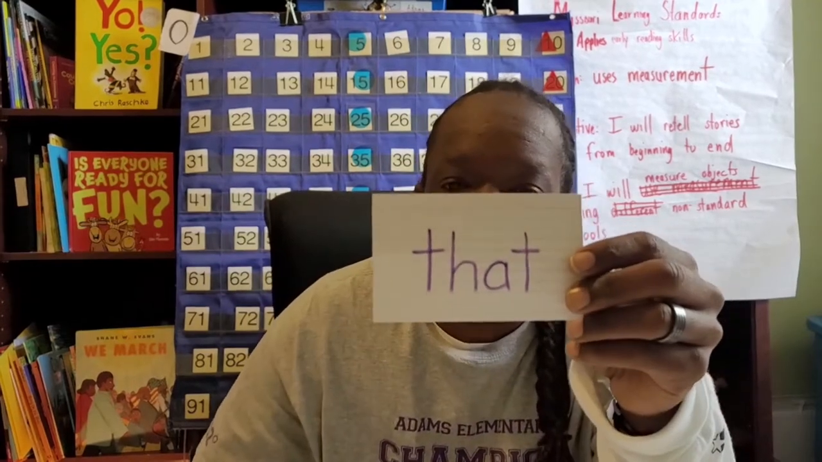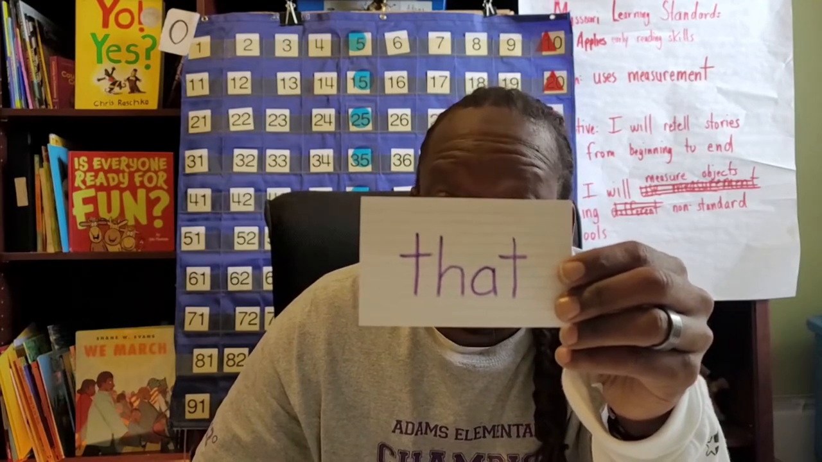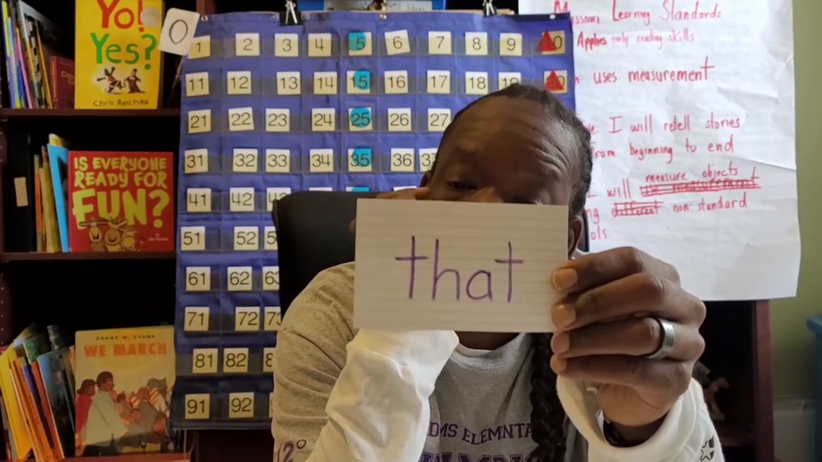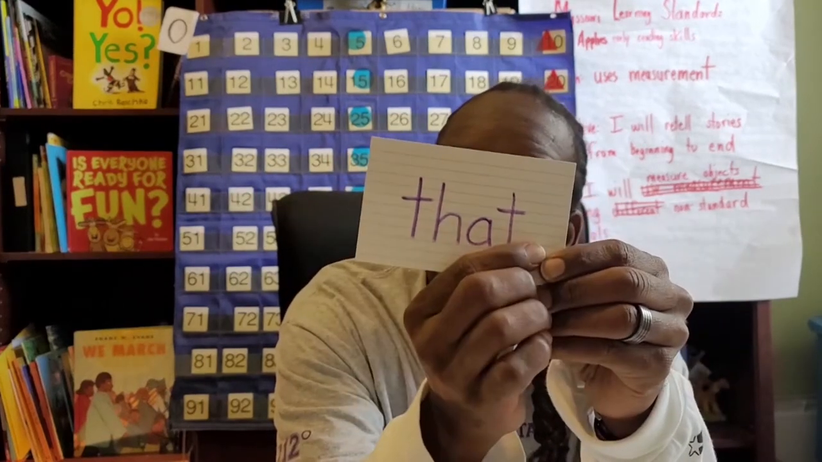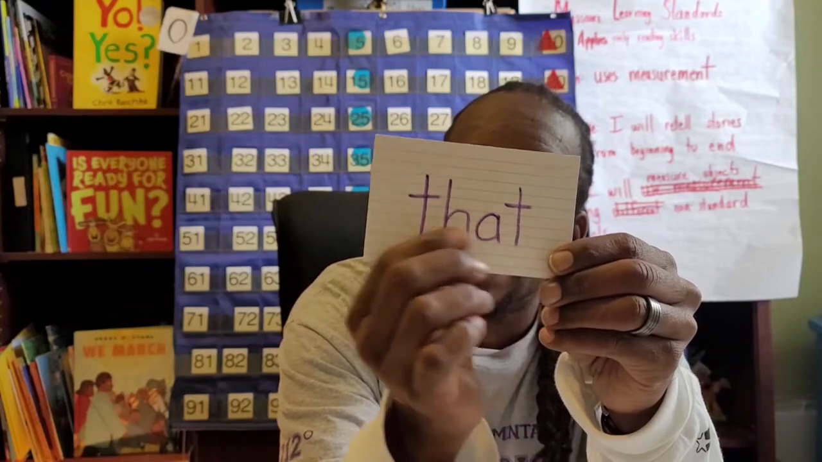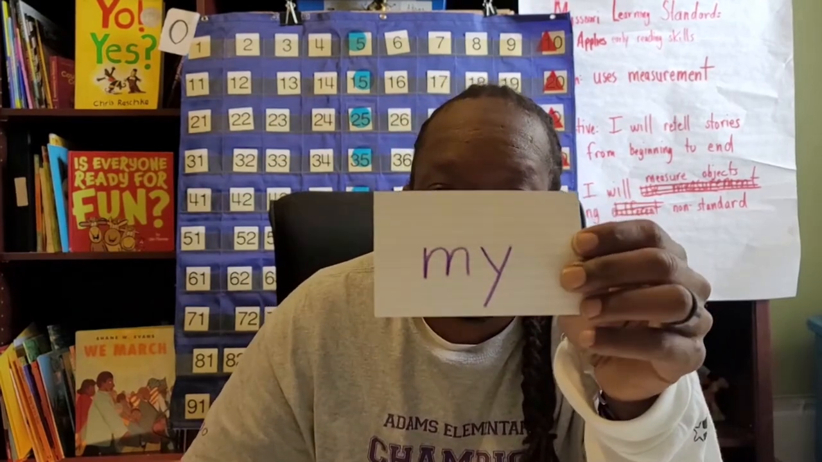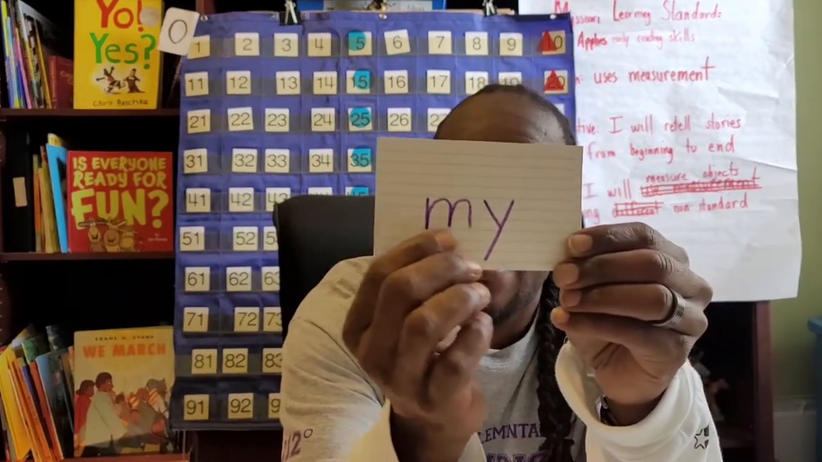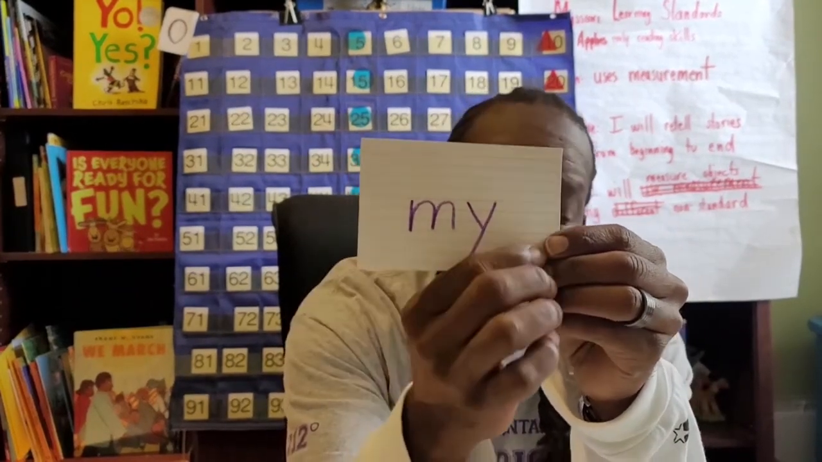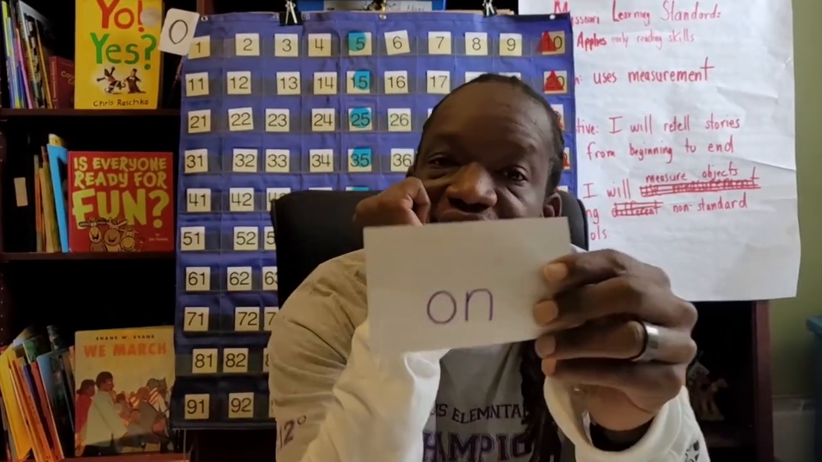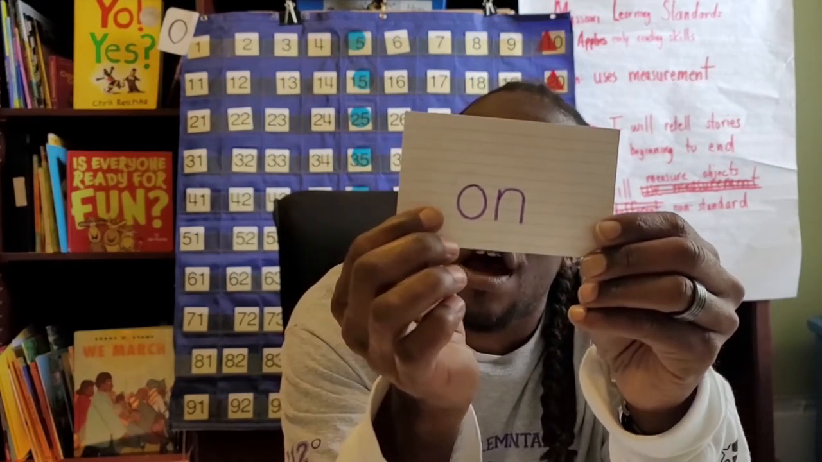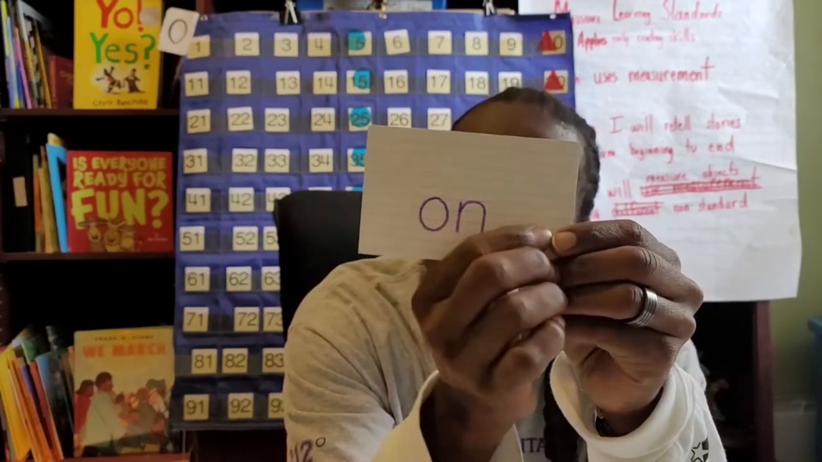All right. And what word is this? That is an amazing thing to do. It's that. Let's spell that. T-H-A-T. That. And what word is this? My. That's right. I heard a bunch of people say my. Let's spell my. M-Y. My. And what word is this? On. Let's spell on. O-N. On.